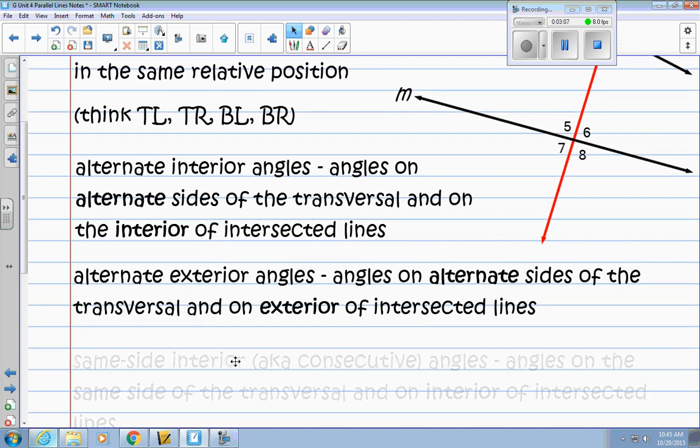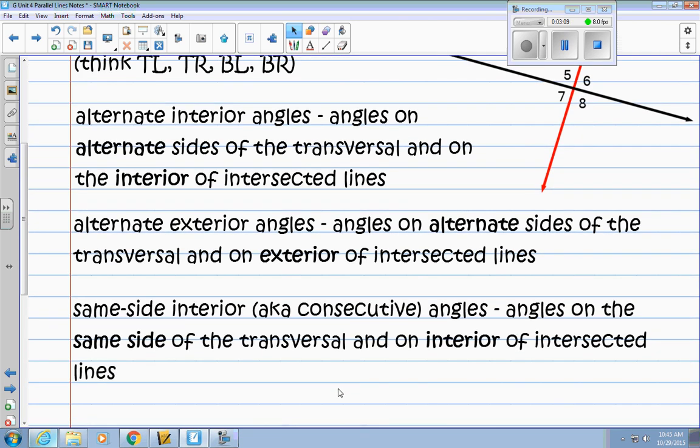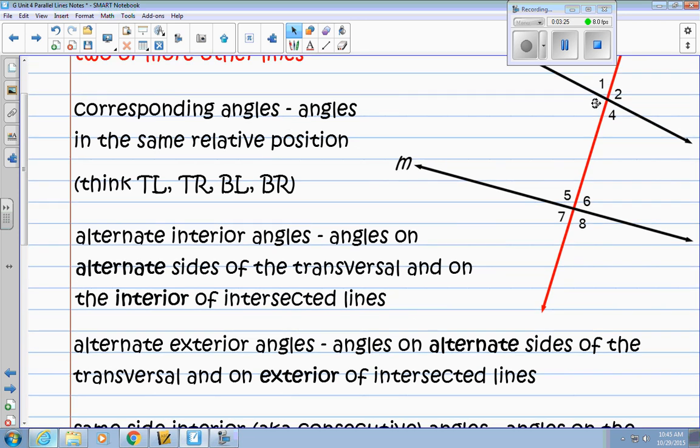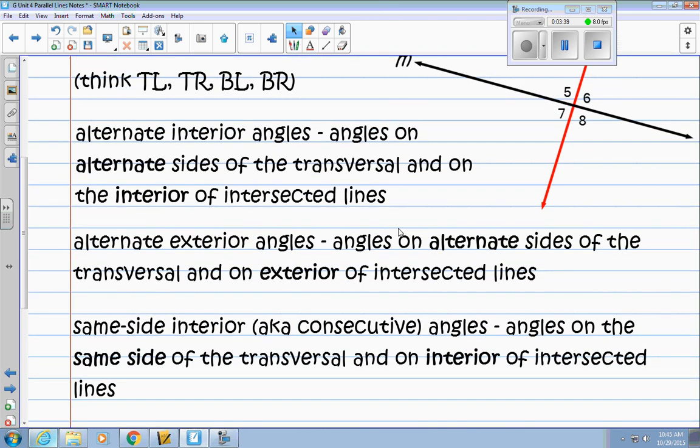Okay. Next, we have same side interior angles, or angles on the same side of the transversal and on the interior of the intersected lines. These are also called consecutive angles, so you'll see them both ways. So angles that are on the same side and inside our parallel lines would be examples like 3 and 5. Same side of the transversal, they're both on the left side, and they're inside our intersected lines L and M. Please take a look and find the other pair and write them down in your notes.